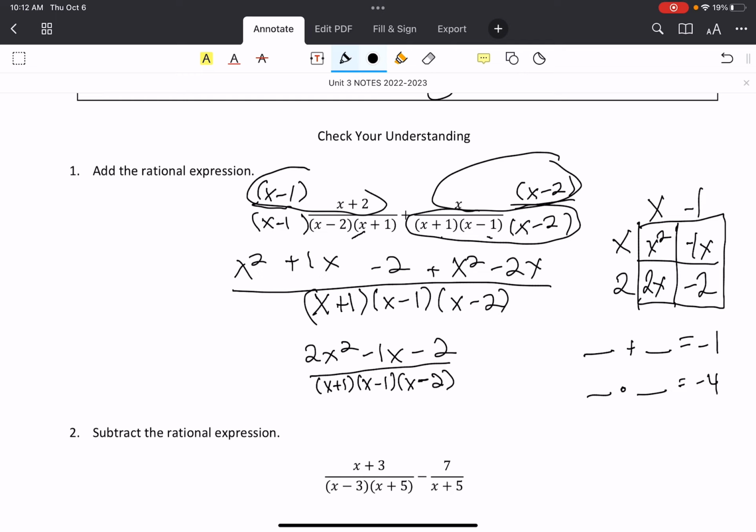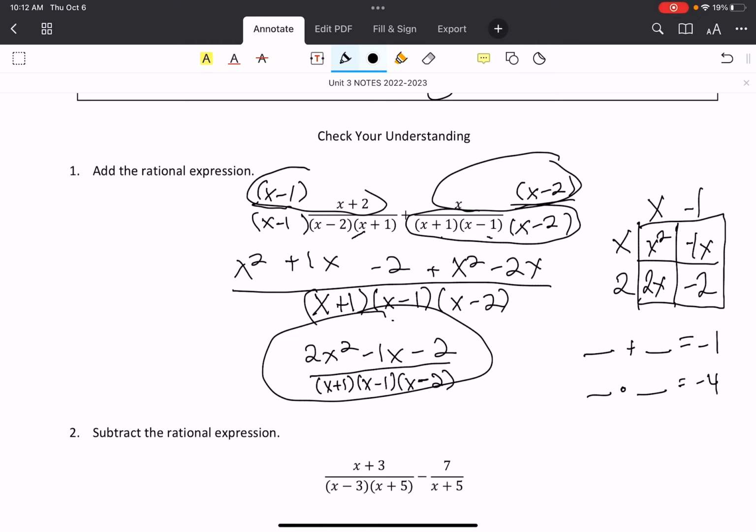What are our two numbers? 2 and negative 2. That would be 0. Is it not factorable? I'm sure it's not factorable. So what does that mean? If it's not factorable, it's done, right? Because the whole point of factoring, like Jacob said, is to see if anything cancels with the bottom, and if the top doesn't factor, is anything going to cancel with the factors on the bottom? Nope, so it's done.